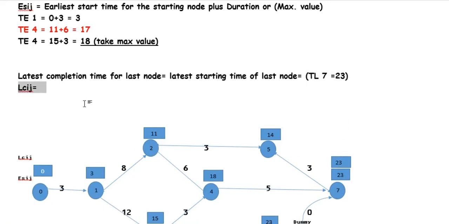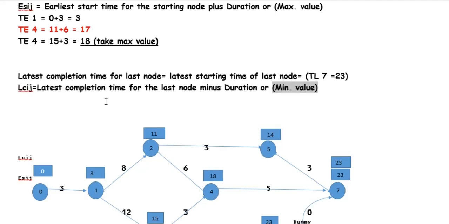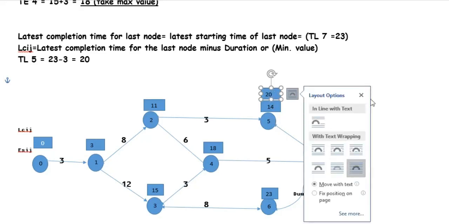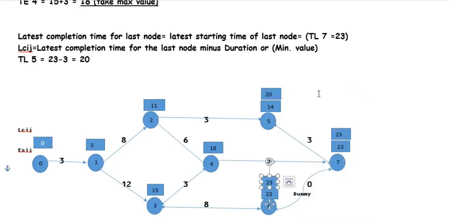Latest completion time is equal to the latest completion time for the last node minus duration, or the minimum value. So TL5 is equal to 23 minus 3 is equal to 20. Node 5 is equal to 20. Node 6 is equal to 23 minus 0 is equal to 23. Node 4 is equal to 23 minus 5 is equal to 18. Node 3 is equal to 18 minus 3 is equal to 15.